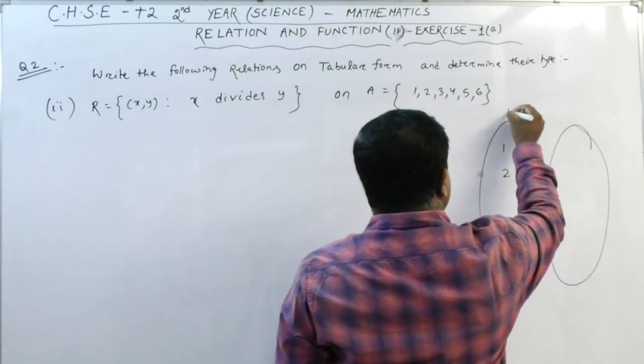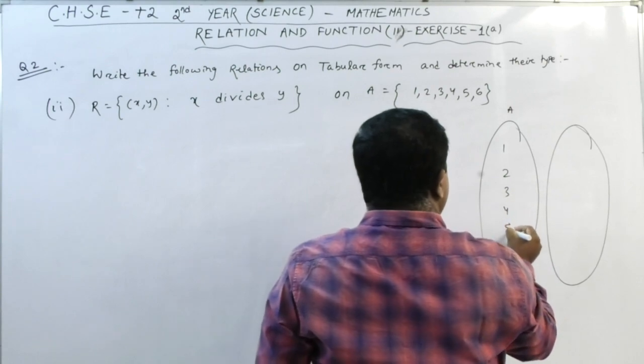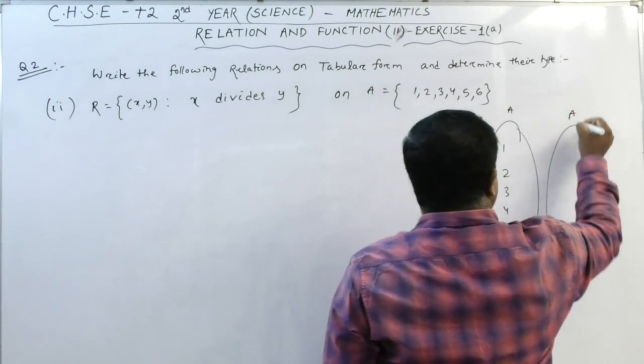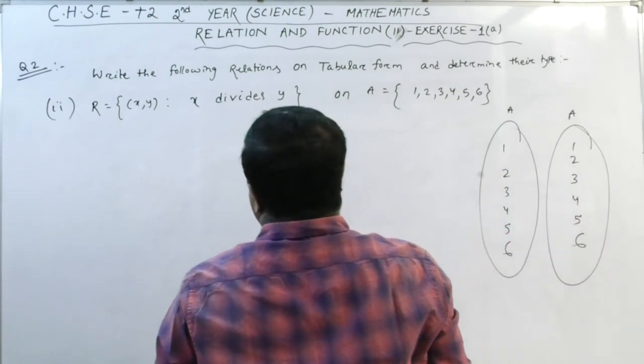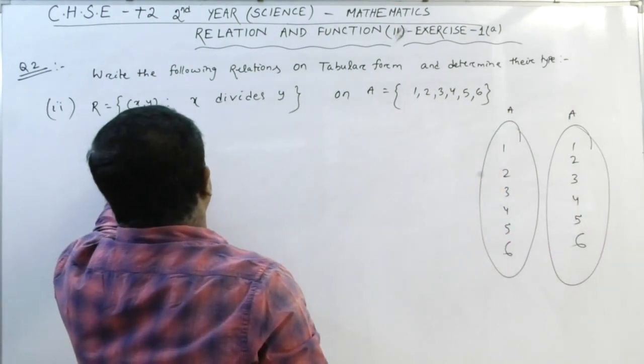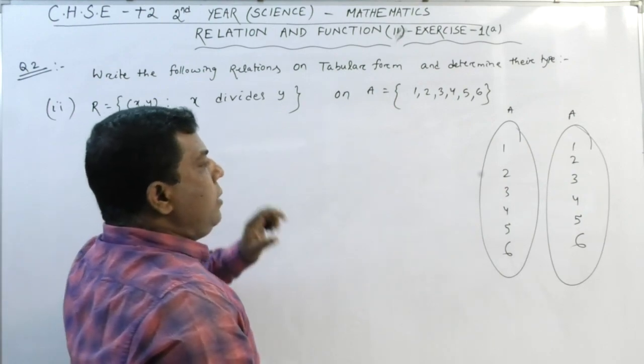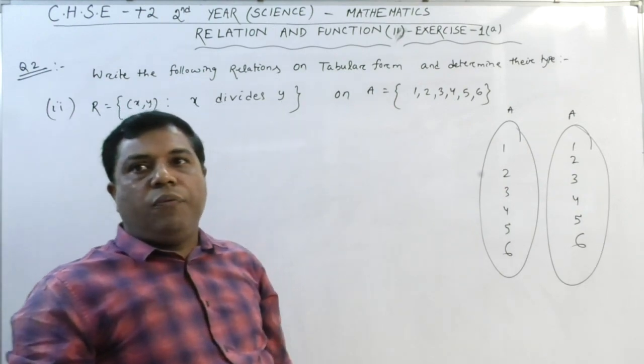Okay, it is the set A containing 1, 2, 3, 4, 5, 6. Now the relation has to be defined on A. It contains the elements 1, 2, 3, 4, 5, 6. Okay. Now it is containing the ordered pairs (x, y) such that x divides y. Okay, x is a divisor of y.